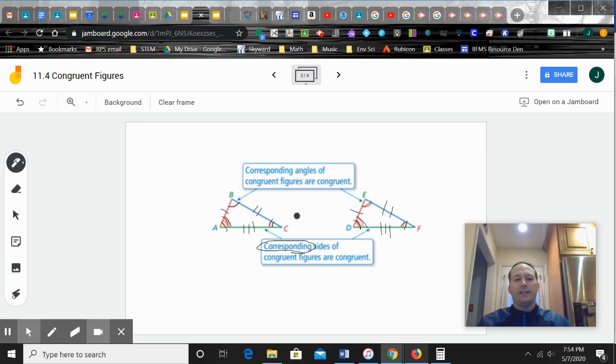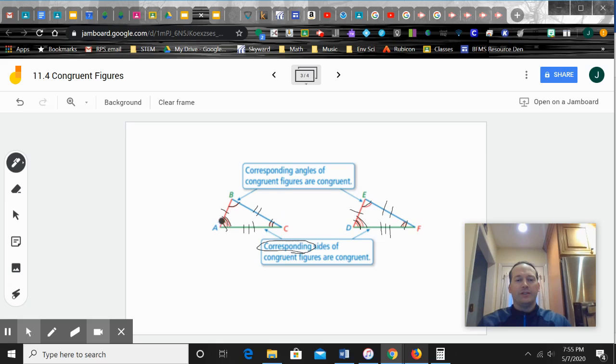Now there's this word in here called corresponding. Corresponding just means same location in relation. So for example, you have angle A and D. Now these are in the same orientation, so it's not that complicated to see. But if I were to rotate this, it would look a little different. It just means it's in the same spot.